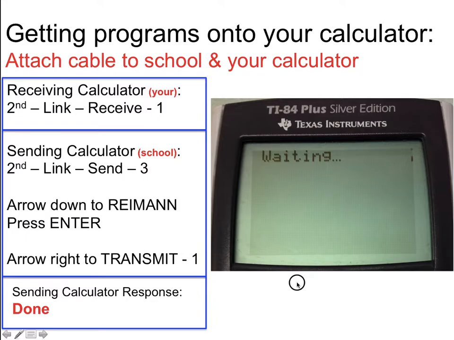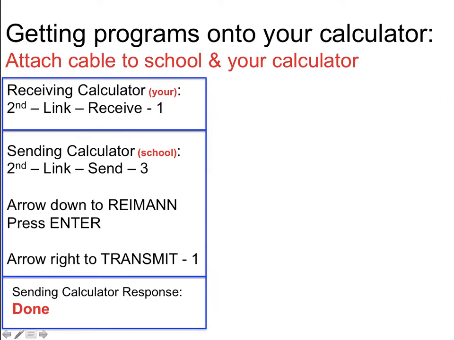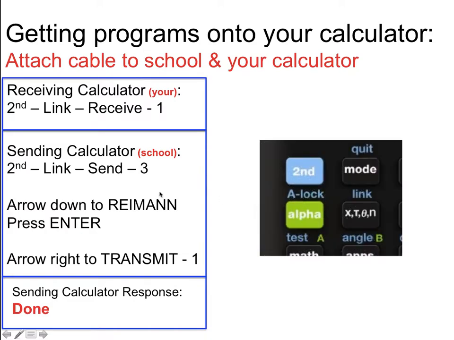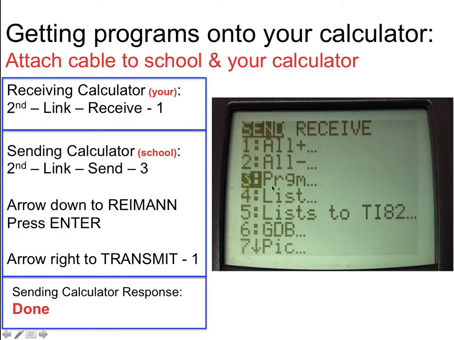While that's sitting there, you're going to go to the school calculator. Grab the school calculator. The school calculator is going to send a program. On the school calculator, you're going to press second link, the same keystrokes. Then you're going to get this screen, and you're going to stay on the send. And you're going to pick option 3. Option 3 is sending a program.